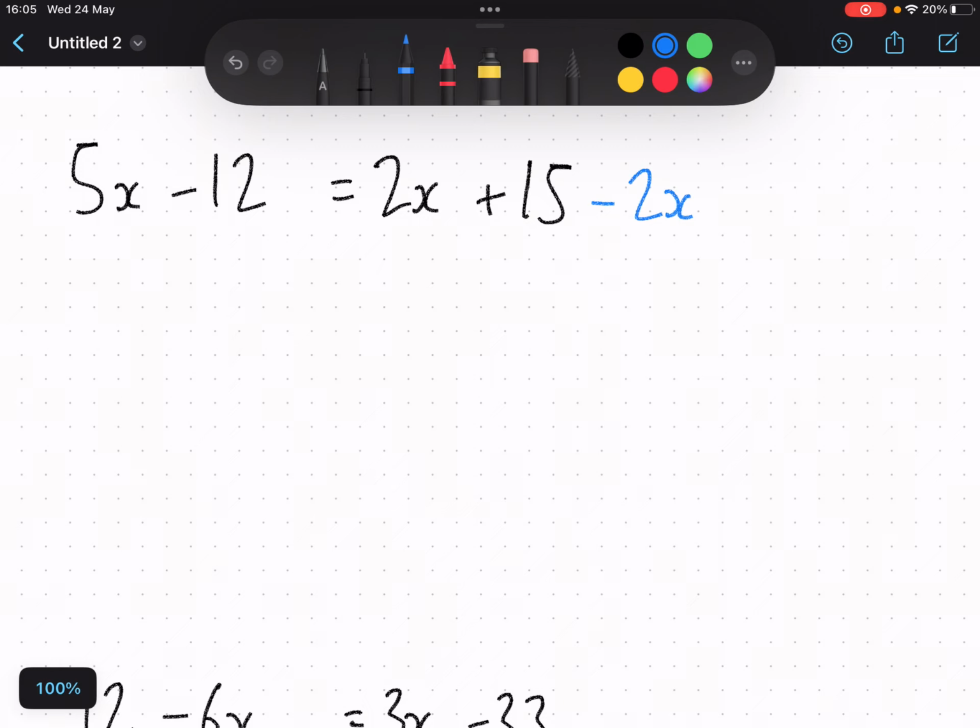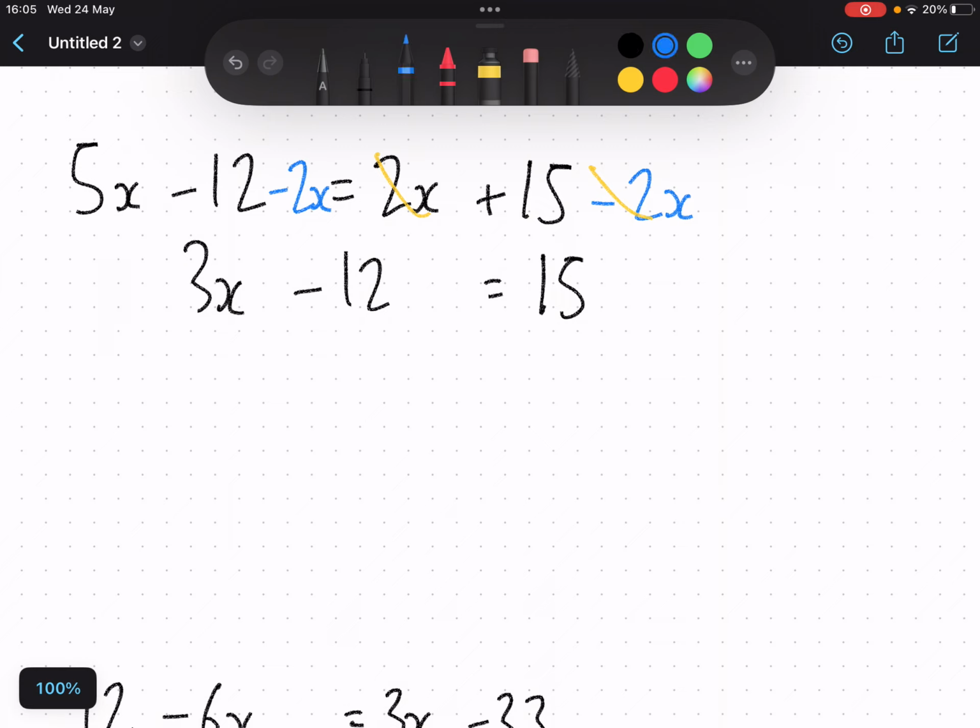If you subtract 2x from the right hand side, you need to do the same thing on the left hand side. So on the right hand side, I've got 2x take away 2x. That's 0. That's why I'm doing this, to get rid of the 2x on the right hand side. What do I have on the left hand side now? I have got 5x take away 2x, so that is 3x, minus 12 equals, what have I got left on the right hand side? Just 15. So the number in front of the x is the last thing you'll get rid of.